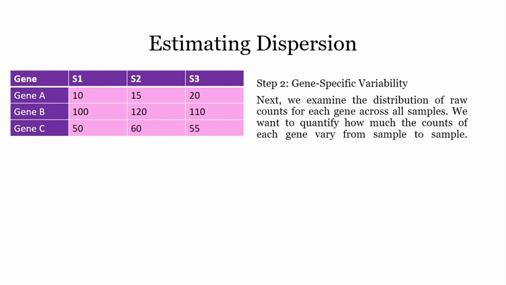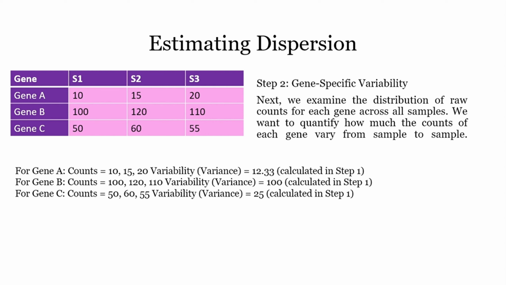For step 2, the gene-specific variability. Next, we examine the distribution of raw counts for each gene across all samples. We want to quantify how much the counts of each gene vary from sample to sample. For gene A, the counts, which are 10, 15, and 20, the variability, which is the variance, is equal to 12.33 as calculated in step 1. And for gene B, the counts 100, 120, and 110, the variance is equal to 100. And for gene C, the counts 50, 60, and 55, the variance is equal to 25.